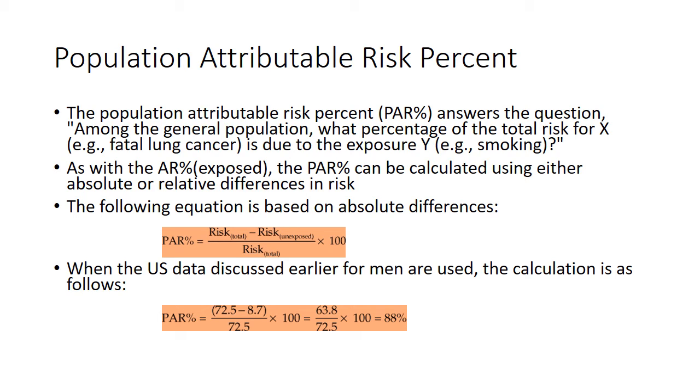And so you look at the risk in the total population minus the risk of the unexposed, right? So now you're left with the excess due to exposure, divided by that total risk, and then multiply by 100 to get your percentage. And again, if you sub in the numbers from the general population minus the non-smokers, divided by the risk of the whole population, you get 88%. So you can say that yes, in the whole population all these excess deaths are occurring, but 88% of them are due to smoking.